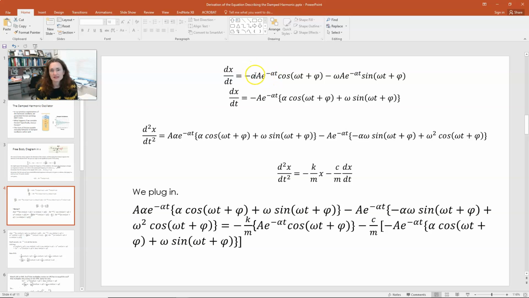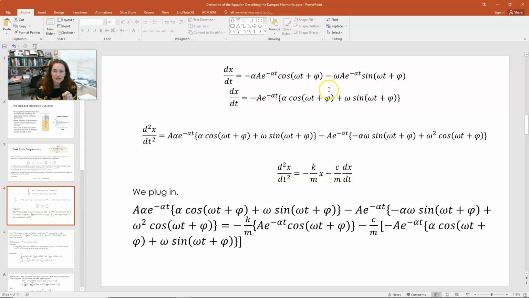We're just going to have minus alpha times A e to the minus alpha t, and then I leave the cosine alone, times cosine omega t plus phi. Now I'm going to leave the exponential alone. I'm going to take the derivative of the cosine. So if I take the derivative of cosine omega t plus phi, I get minus omega sine omega t plus phi. So for my second term, I have minus omega A e to the minus alpha t sine omega t plus phi. Now if you need a moment on the math at any time during the video, just remember you can pause me and think it through and then restart, okay?